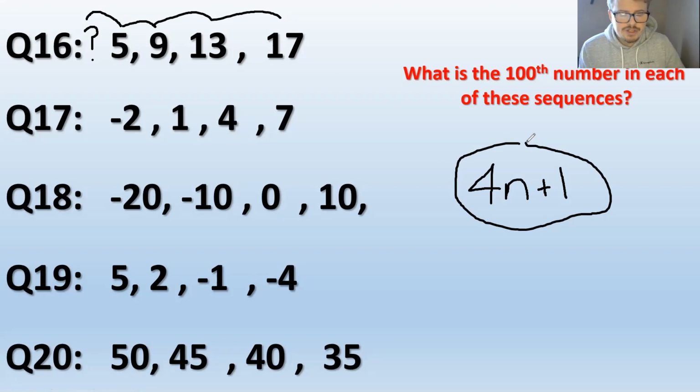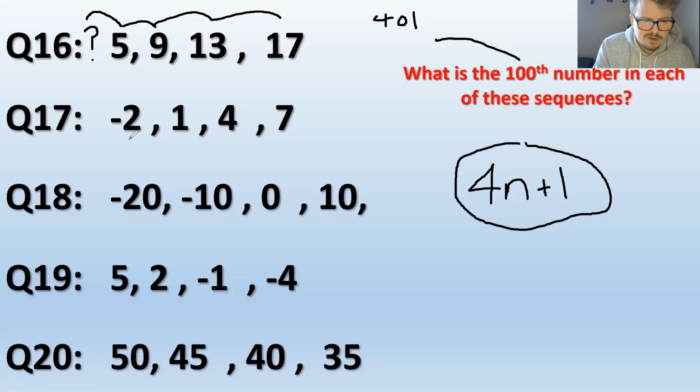So in order to find the 100th number, all I do is replace n with 100. So 4 times 100 is 400, plus 1 is 401. So the 100th digit would be 401.